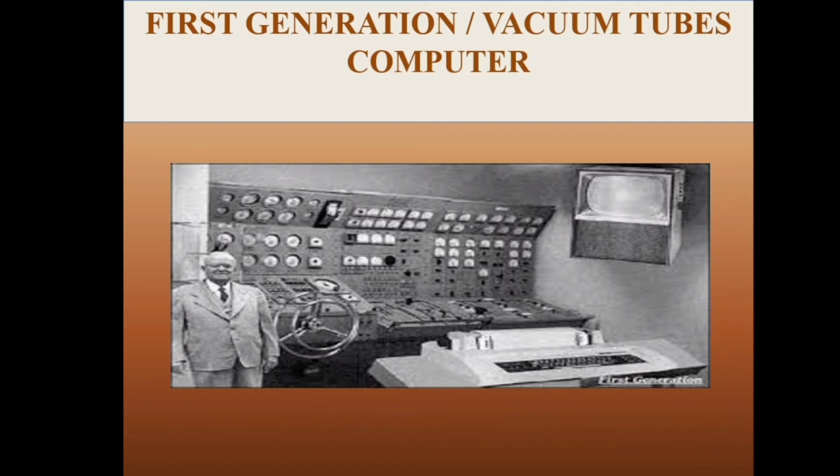They were different, like computers were different earlier. We can differentiate these computers on the basis of generation. In each generation, they have used a different technology. Let's start with the first generation, or vacuum tube computers. Now, why do we call it a vacuum tube computer? Because in this generation, they used vacuum tubes to perform logical and mathematical operations.